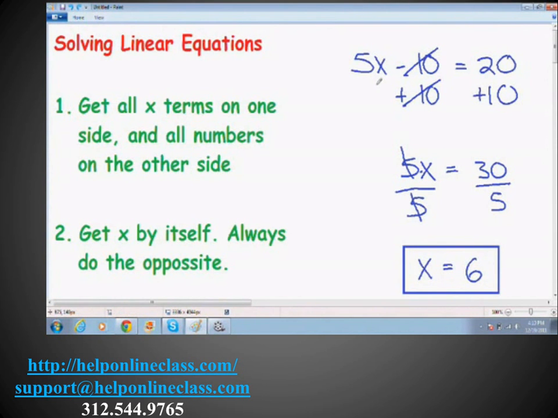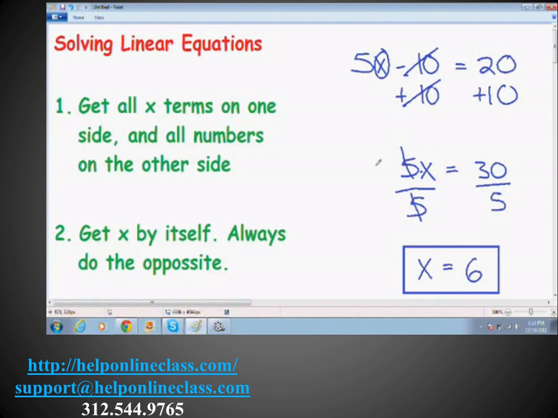And notice if you plug 6 in for x into the original equation, we get 5 times 6, which is 30, and 30 minus 10, which is equal to 20. And our left side of the equation is equal to our right side of the equation, which tells us that our solution is correct and that we found the right answer.